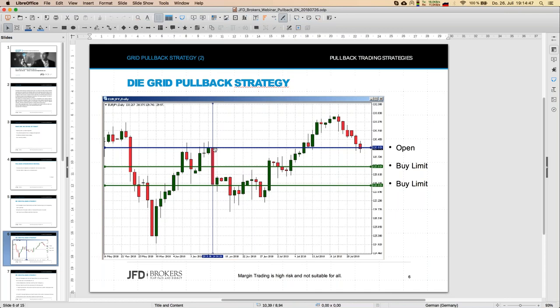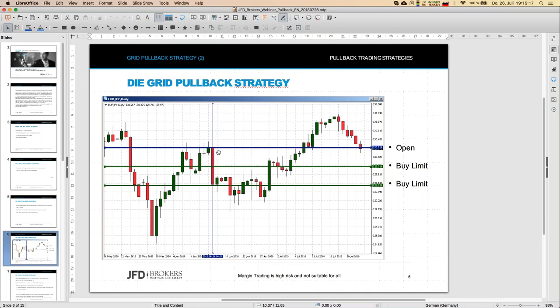During the day, we have quite an impressive red short candle here. And what you can't see anymore is that the price went down even further than the close of the day. At that day, both buy limit orders would have been filled. So we would have two trades open at the end of the day.